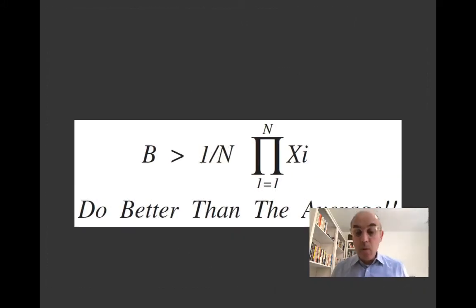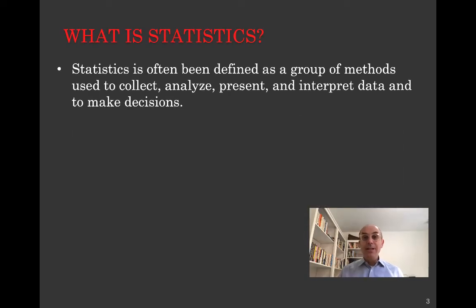So let's start with statistics. The objective of statistics is the primary idea that we can do better than the average. And this is the formula, and we will learn about formulas throughout the semester. So what is basically statistics? Statistics is often defined as a group of methods used to collect, analyze, present, and provide interpretation to the data to help make better decisions.